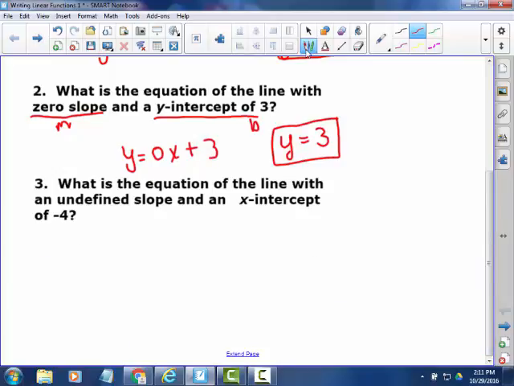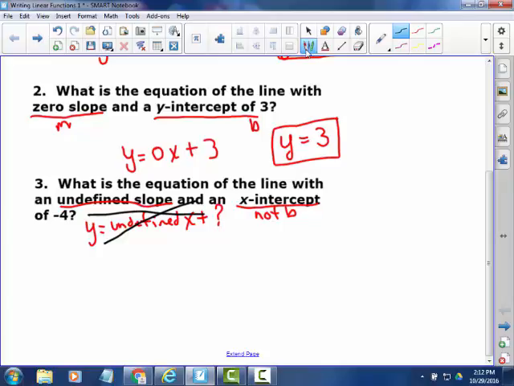All right, let's look at some more questions. What is the equation of the line with an undefined slope and an x-intercept? Oh, that's different. That is not b. X-intercept is not a y-intercept. Okay, so this one looks tricky. Let's see, undefined slope. Well, if I write y equals undefined x plus, that can't be it. That just doesn't make any sense.